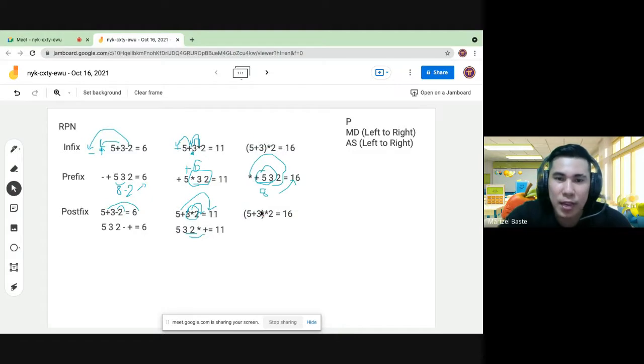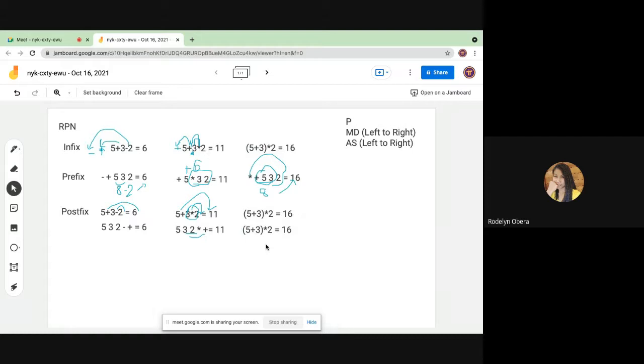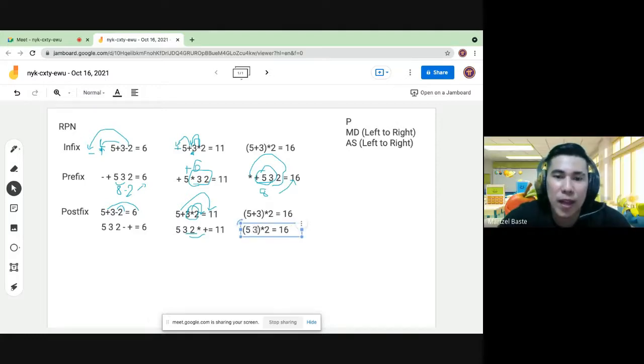Okay, next. How about this one? Unsay form ani? Unsay postfix notation ani? 5, 3, 2. Tapos, addition of multiplication. So 5, 3 plus, and then multiplication, which is, unsay unahon?